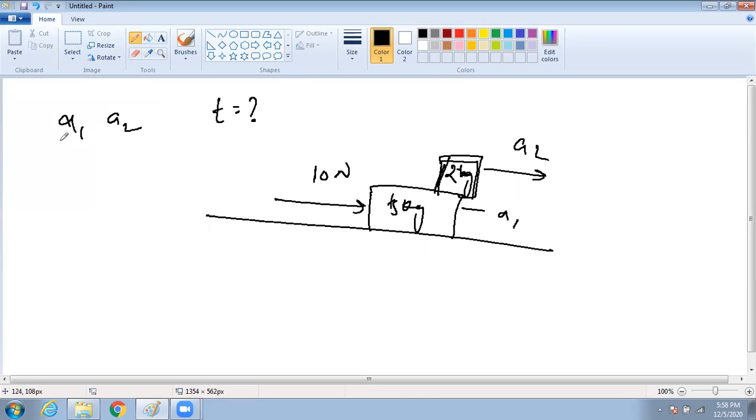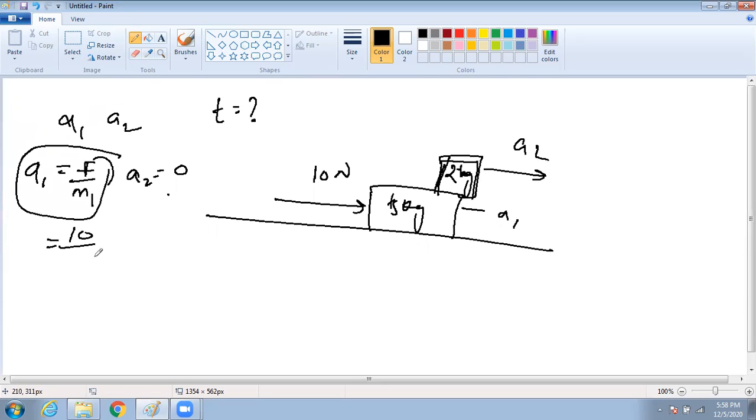First we have to find A1. You know A1 is how much? F by M1. And A2 is of course 0. Yes or no? Now what is A1? 10 by 5 kg is equal to 2 meter per second square.